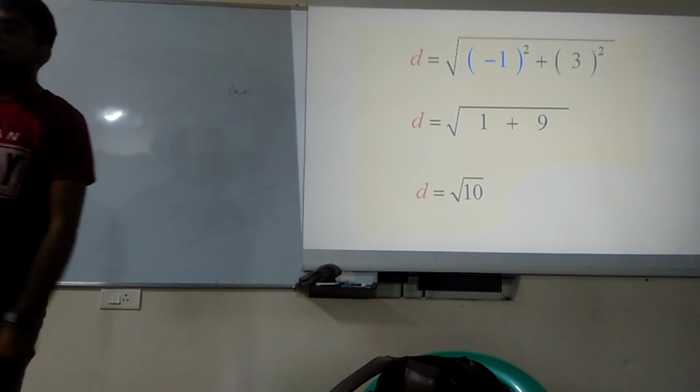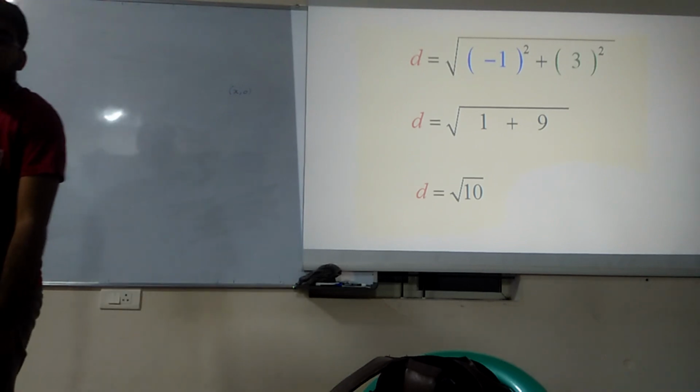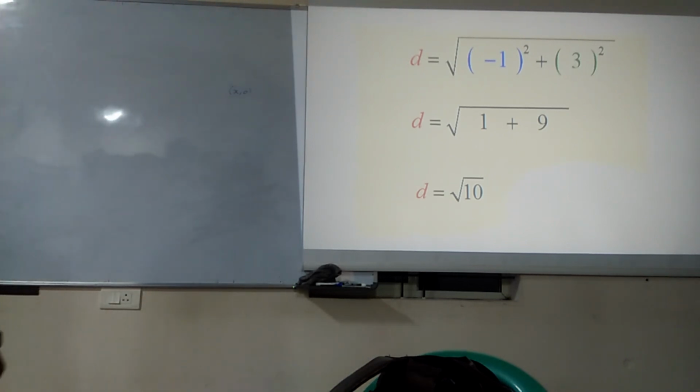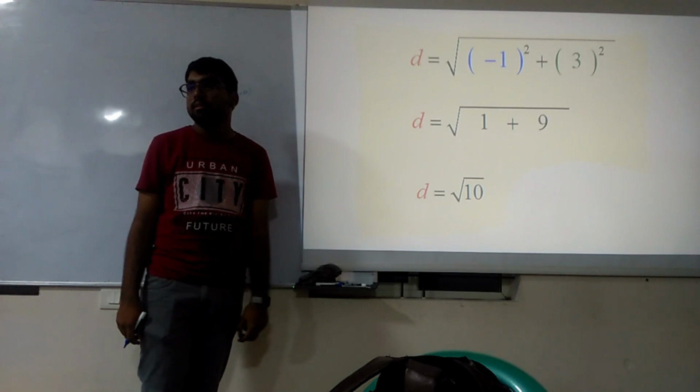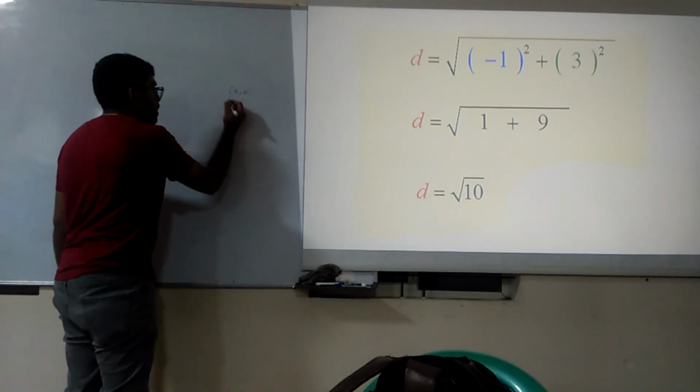And the coordinates of a point on the y-axis are of the form y comma 0. Correct? 0 comma y.